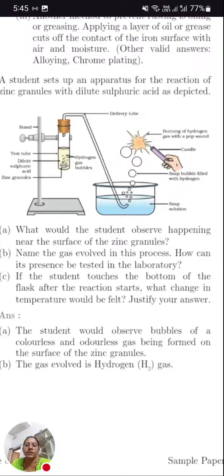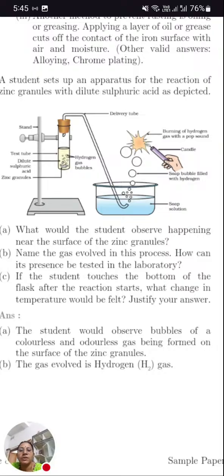The next question: name the gas evolved in the process. The gas is hydrogen. How can its presence be tested in the laboratory? If a burning candle is brought near it, the candle will be put off and the gas will start burning, as it is an inflammable gas.